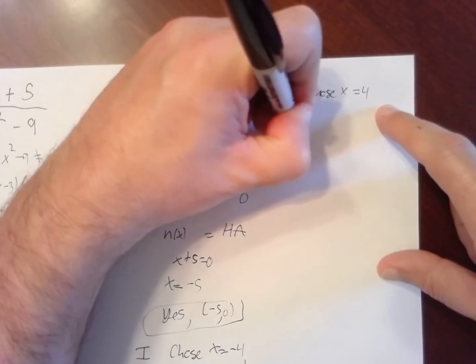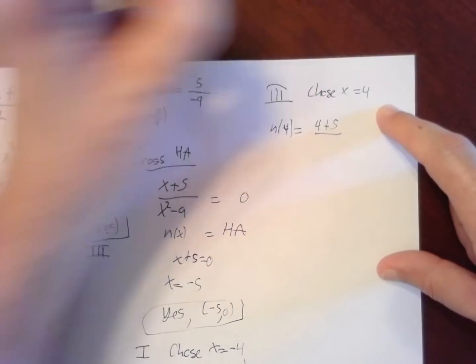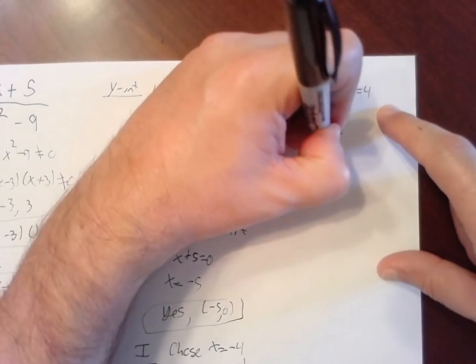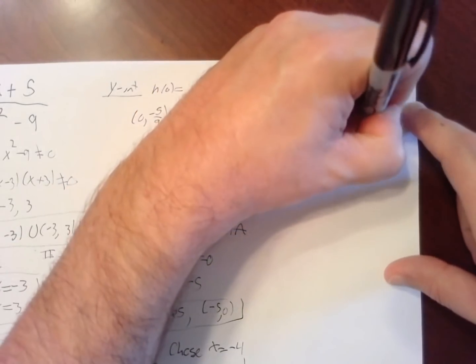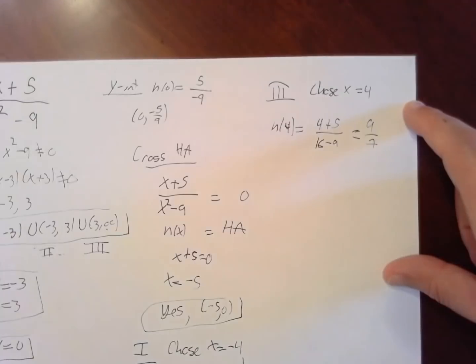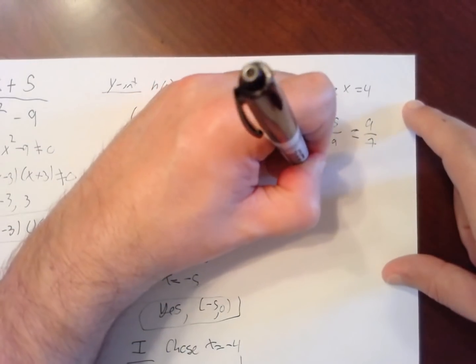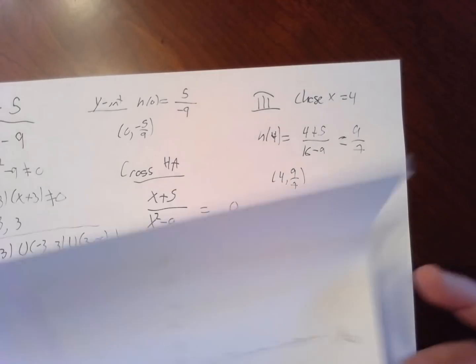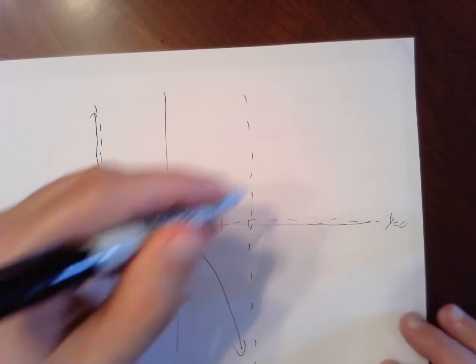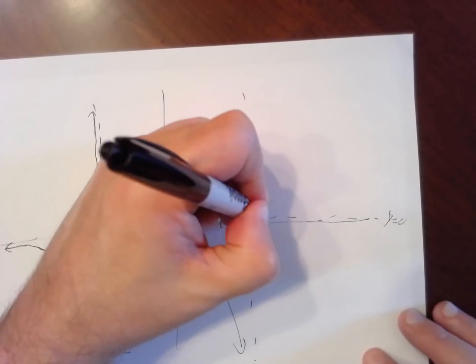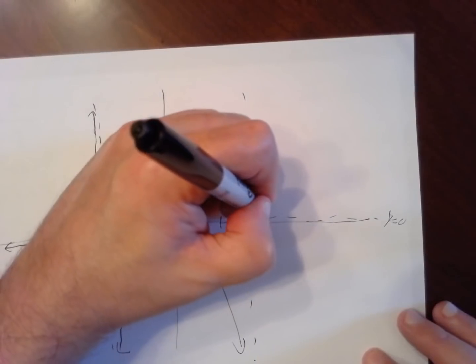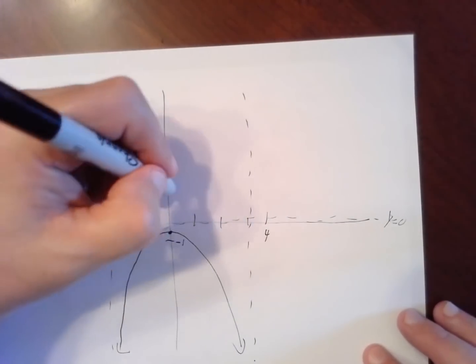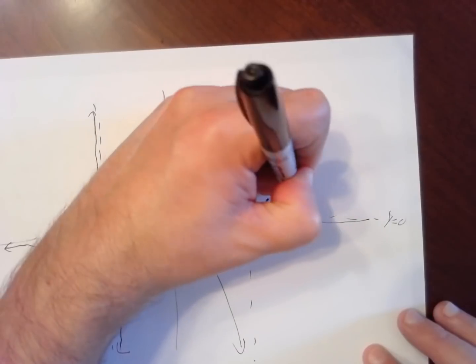H of 4 will be (4 plus 5) over (16 minus 9). I'll get 9 over 7. So that's the point (4, 9 sevenths). I put that on my graph. So here's 1, 2, 3, 4, 9 sevenths, which is a little bigger than 1, so come up a little bit here.